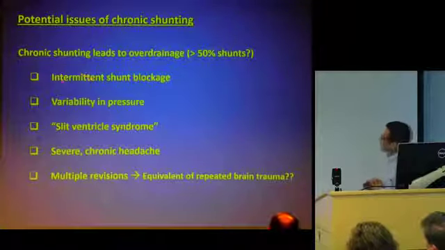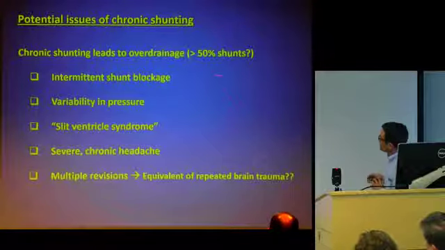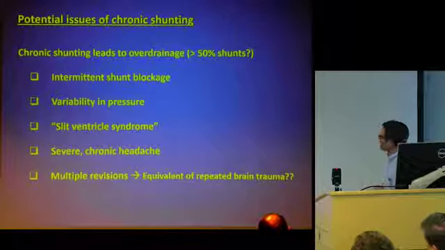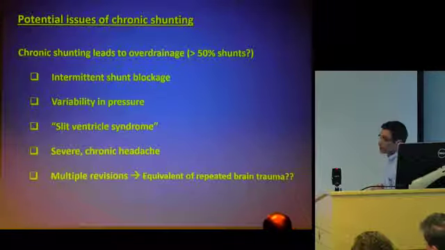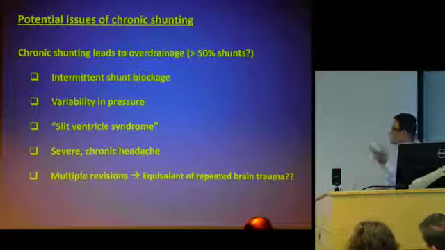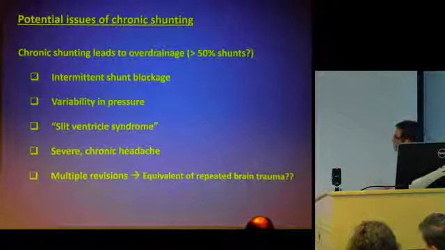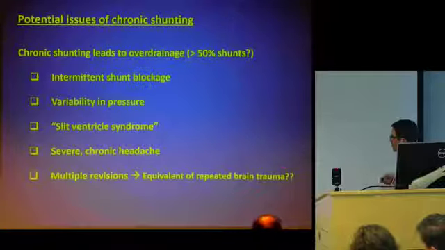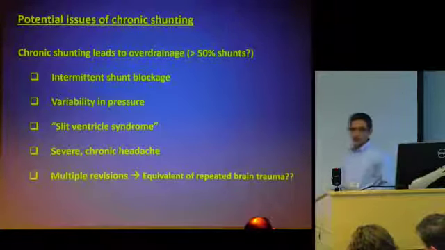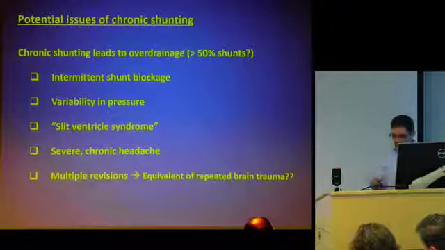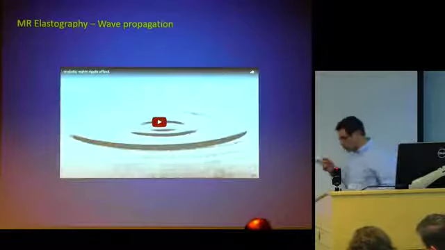What happens in chronic shunting, I don't know what your experience is, Rick or Mark, but Rick Abbott says he sees them in a large percentage of shunts. You can get intermittent shunt blockage, variable pressure because of that, slit ventricle syndrome, the full-blown syndrome, severe chronic headaches, multiple revisions. The way I think about multiple revisions is essentially the equivalent of repeated brain trauma, right? The ventricles blow up, there's some sort of trauma to the brain, you fix it, goes back and forth. So I'm going to show you some results.